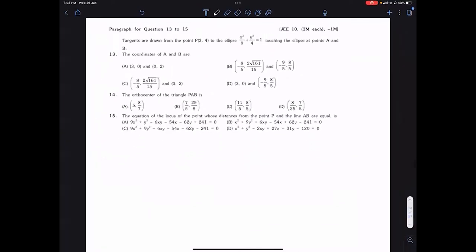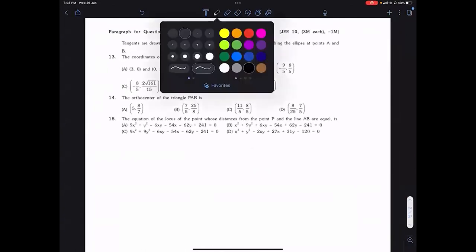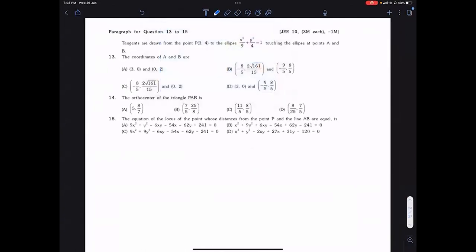Okay. So let us see the part which is concerned with, this is a passage question, little tough one, but you see, if you just follow the basics, it's actually not that tough. Tangents are drawn from (3, 4) onto this ellipse. Okay. So this ellipse, let me draw. Yeah. So you're drawing tangents from which point? (3, 4), yeah.